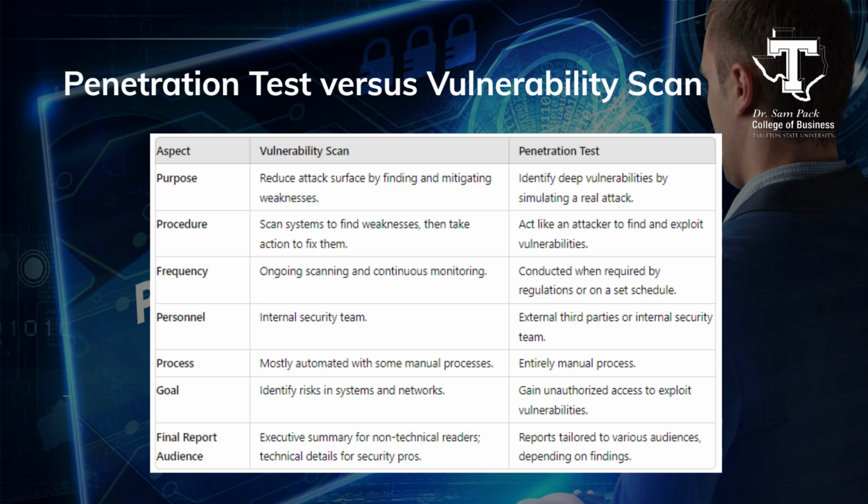Because they are largely automated, vulnerability scans are typically conducted by internal security personnel and can be run on an ongoing basis. The final reports generated usually include a mix of executive summaries for higher-ups and more detailed technical information for the security team. On the other hand, penetration tests take a deeper dive.